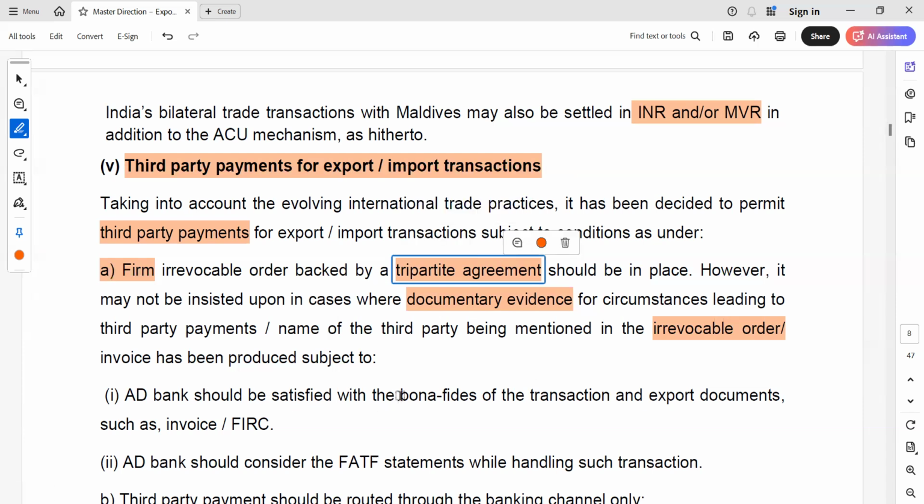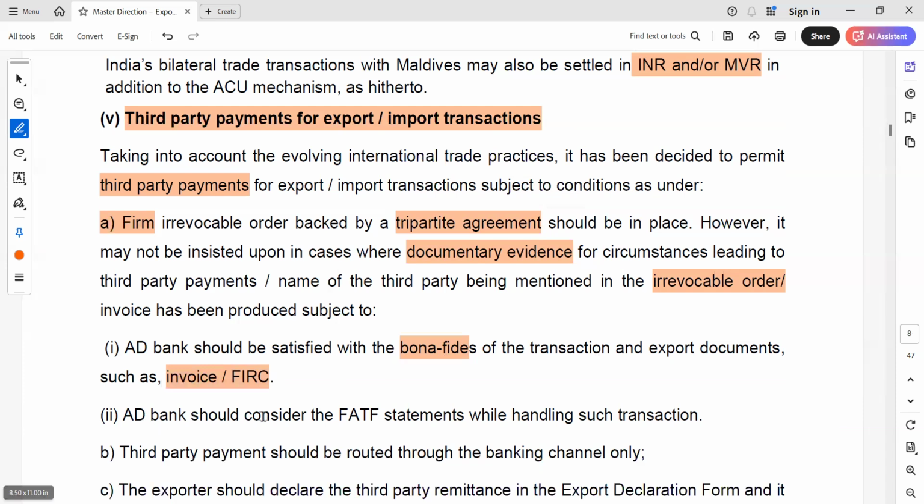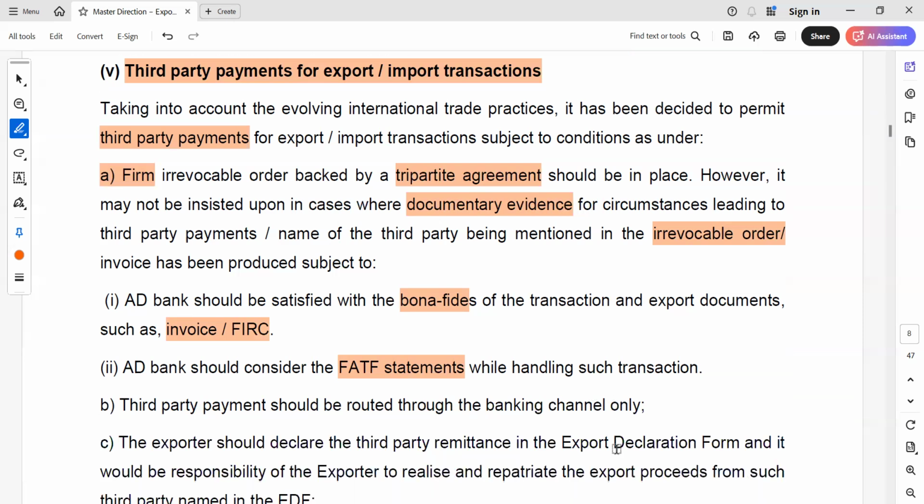AD bank should be satisfied with the bona fides of the transaction and export documents such as invoice and FIRC. So जो भी बैंक है उसे satisfy होना है. Bank should consider the FATF statement while handling such transaction. उसमें बैंक को FATF का स्टेटमेंट भी कंसीडर करना है कि जो भी थर्ड पार्टी पेमेंट आ रही है वो किसी ऐसे रिस्ट्रिक्टेड कंपनी के थ्रू ना आ रही हो. Third party payment should be routed through the banking channel only. और जो थर्ड पार्टी है वो बैंकिंग चैनल से ही आनी चाहिए.